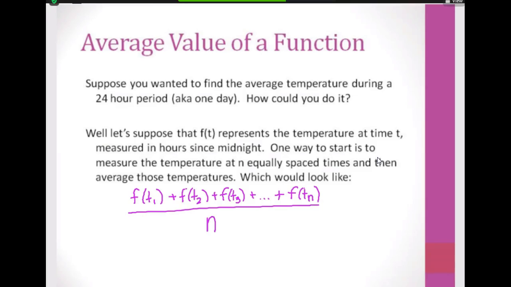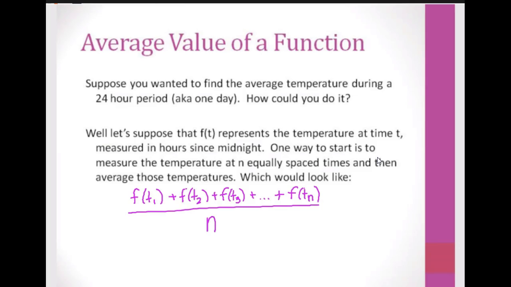The average value of a function says, suppose that you wanted to take the average temperature during a 24-hour period. So how could you do it? Well, let's suppose that you take the temperature at time t on each hour from midnight to midnight.